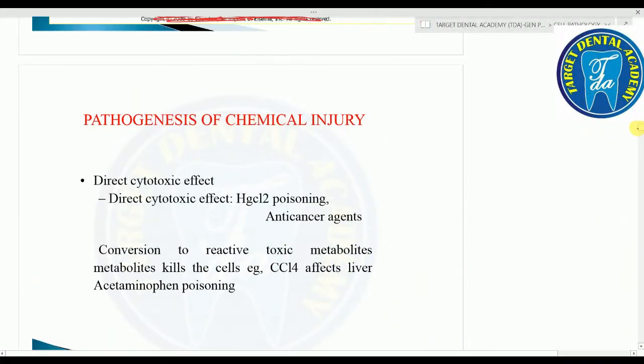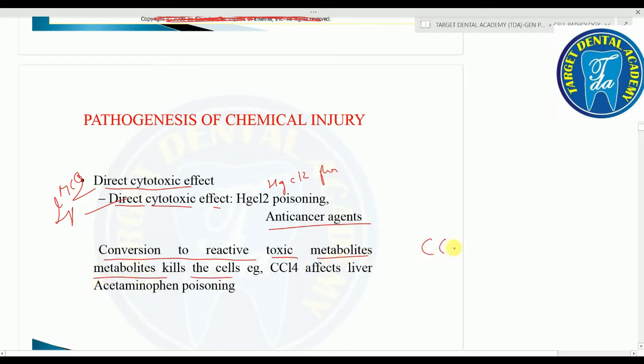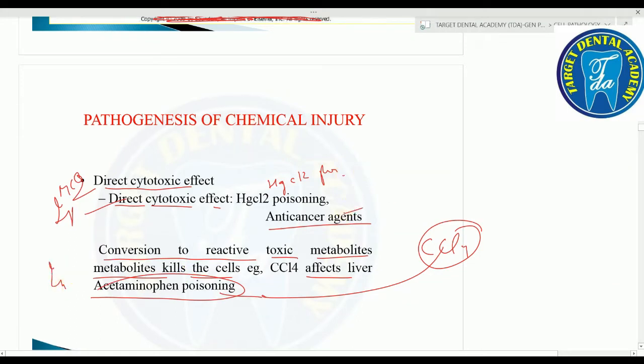So after this, the pathogenesis of chemical injury. In this we have the direct cytotoxic effect, with HgCl2 poisoning and anti-cancer agents, important for your MCQ. Then the conversion to reactive toxic metabolites. The metabolites kill the cell, for example CCl4. These affect the liver, and acetaminophen poisoning, as we have already discussed.